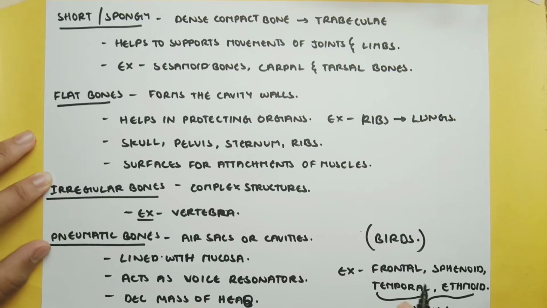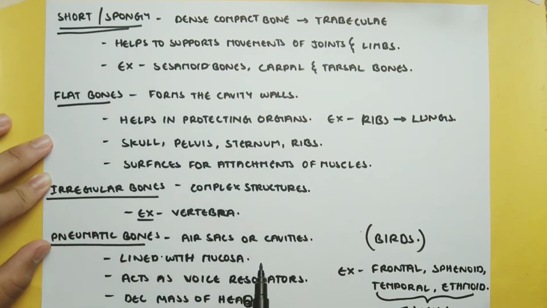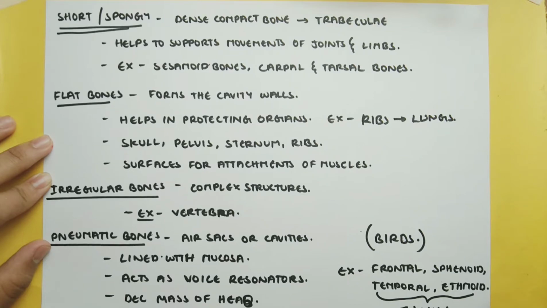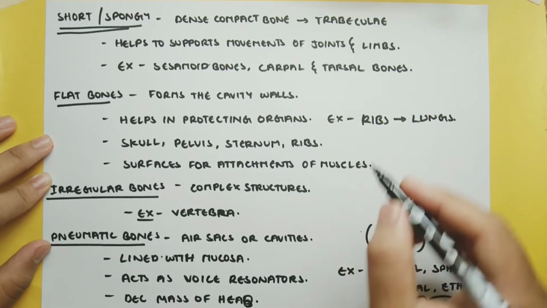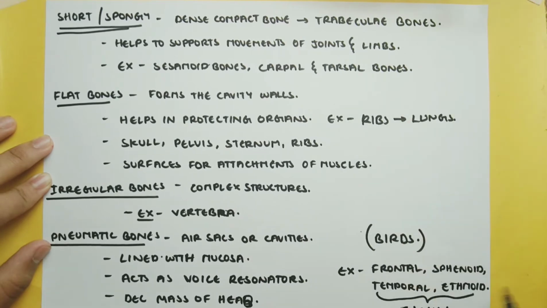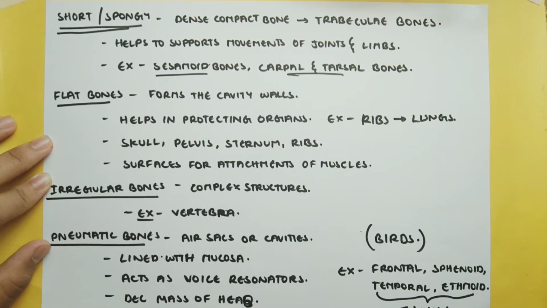Now let us discuss our next type of bone. It is the short or spongy bone. These are dense compact bones consisting of trabeculae, so these are also called trabecular bones. These bones help to support the movement of joints and limbs. Examples: sesamoid bones, carpal and tarsal bones.